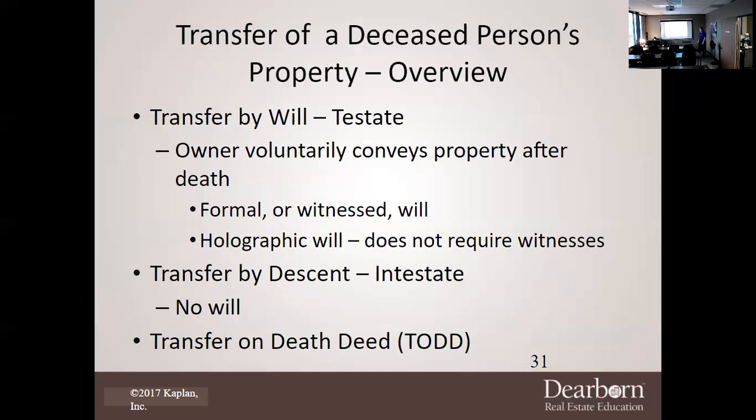Now we're moving into transfer of property based off of a deceased person. So you can transfer property by will. So Miss Linda, when you pass away, you can transfer your items, your possessions to your children, and that is done by using a will. And that is voluntarily done because the owner voluntarily conveys that property after their death. There is a formal or witnessed will, which is the most normal, but sometimes there can be a holographic will, which is basically a video recording.